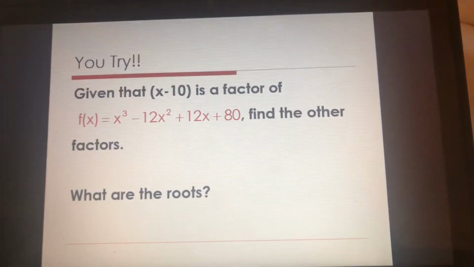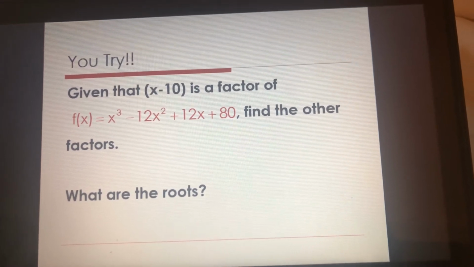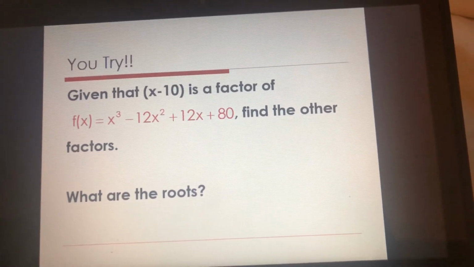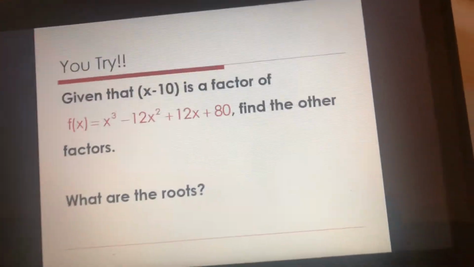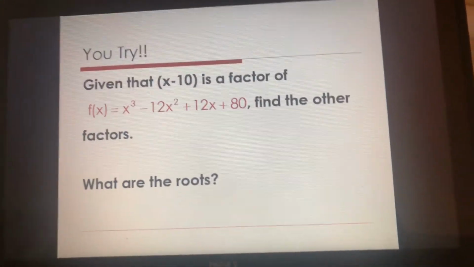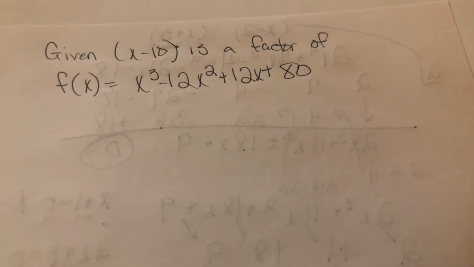It says given that x minus 10 is a factor of f of x equals x cubed minus 12x squared plus 12x plus 80, find the other factors, and then what are the roots? So remember, here we're finding the factors and the roots. So let's start with the factors. We already know that x minus 10 is a factor. So we do have to get our new quadratic with it.